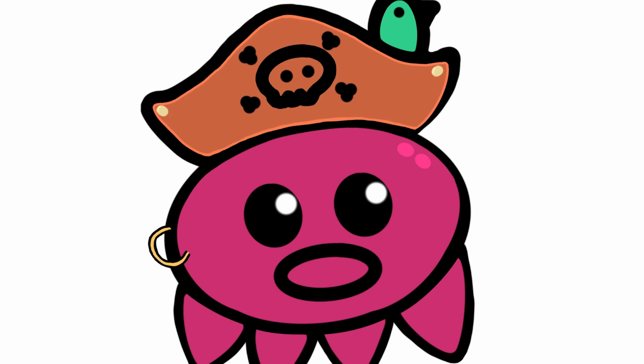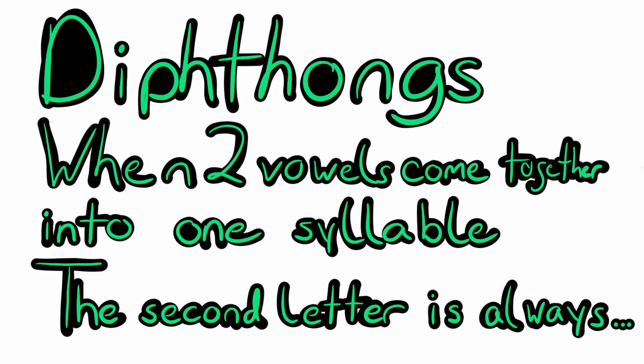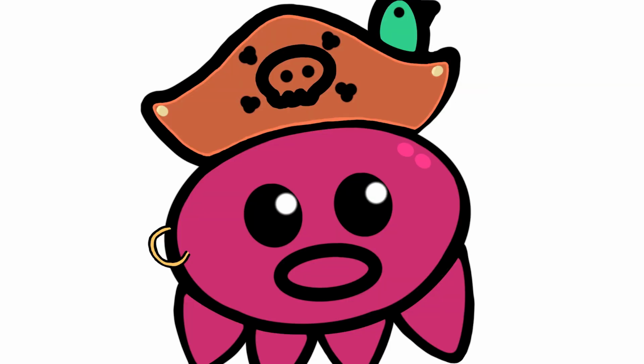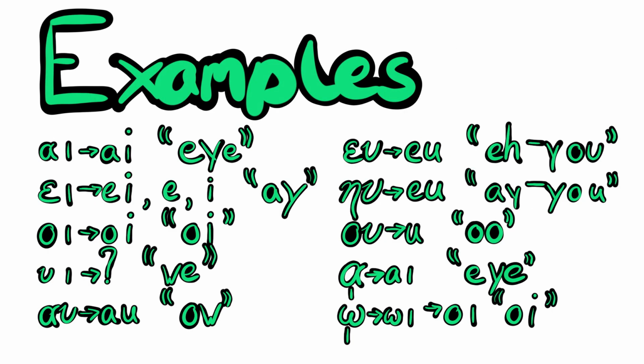But wait, there's more. The ancient Greek language also has this thing called diphthongs. What are they? Are they an insult to your brother? Are they just really weird sounding words? Are they a piece of clothing? Well, they're actually when two vowels come together into one syllable to make one sound. The second letter in a diphthong is always, drumroll please, iota or upsilon. So now let's go through some examples of each of the different diphthongs.